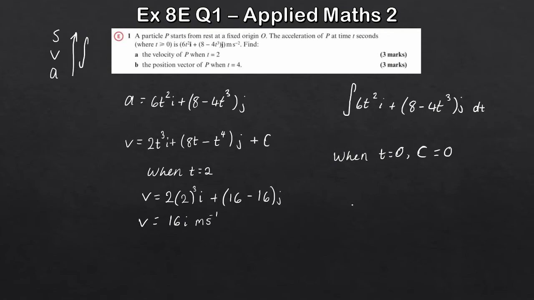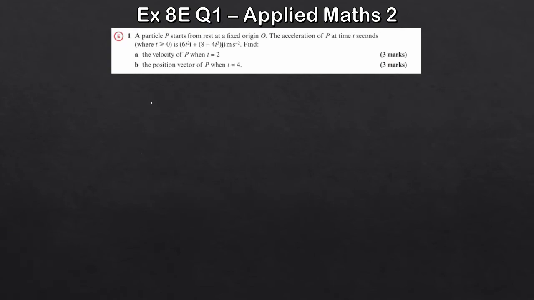So s here, so if I just write this down again fresh, s is going to be equal to the integral of v, like so. So now we need to integrate v, and remember, right angle, this is the integral of 2t cubed i plus 8t minus t to the 4 j, with respect to t. So integrating this here, s is going to be equal, so add 1 to the power divided by the new power.